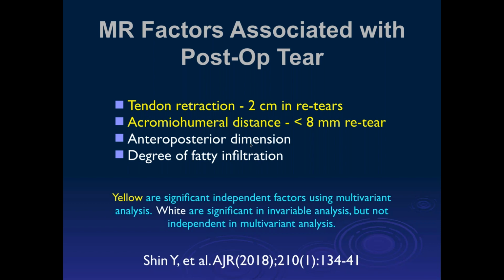This is the anterior-posterior dimension of the tear. So according to this paper, the most significant factors predicting poor surgical outcome are superior migration of the humeral head and a tear greater than 2 centimeters in the coronal plane.